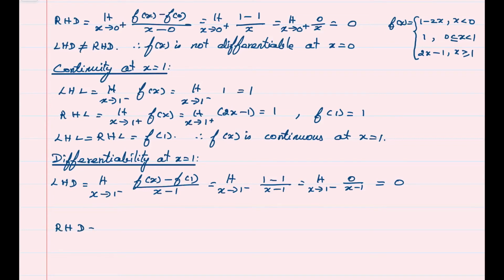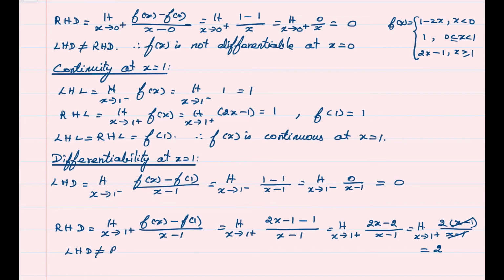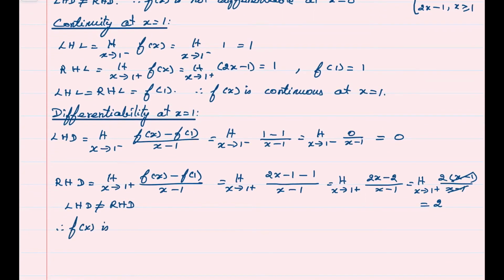Now, let us find RHD. Limit extending to 1 plus f of x minus f of 1 divided by x minus 1. Limit extending to 1 plus greater than 1 definition, which is 2x minus 1 minus f of 1 is 1 divided by x minus 1. Limit extending to 1 plus 2x minus 2 divided by x minus 1. Here 2 is common. The answer is 2. LHD is not equal to RHD. Therefore, f of x is not differentiable at x equal to 1. Therefore, the function f of x is continuous everywhere but not differentiable at x equal to 0 and at x equal to 1.